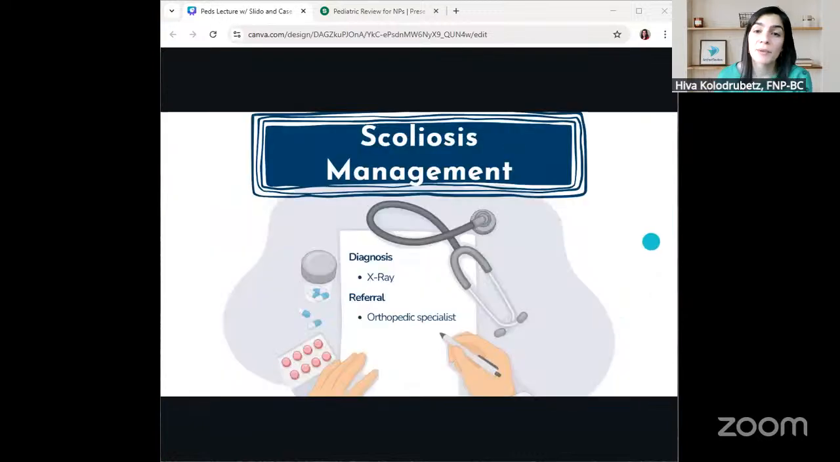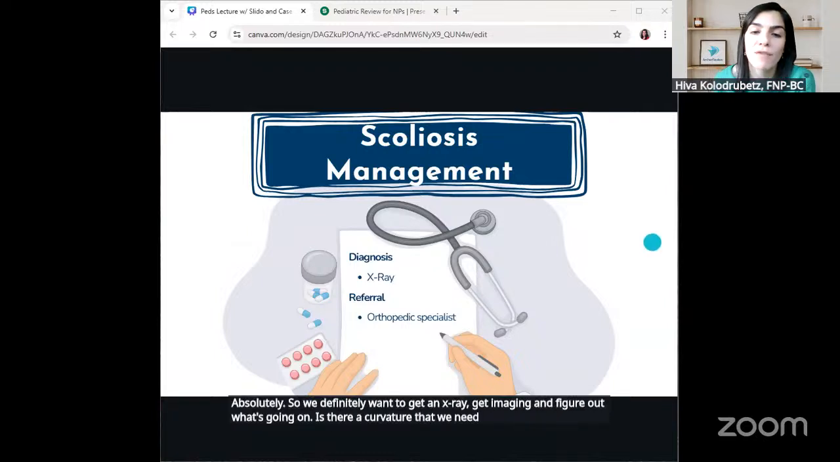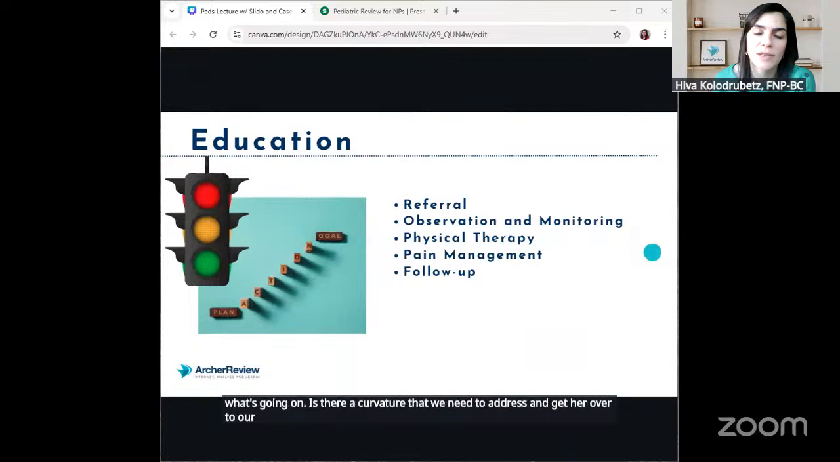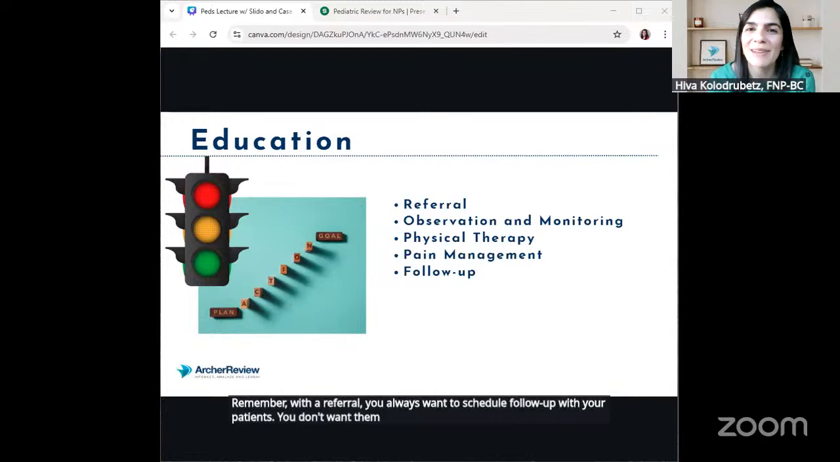Absolutely. So we definitely want to get an x-ray, get imaging, and figure out what's going on. Is there a curvature that we need to address and get her over to our orthopedic specialist? Remember, with the referral, you always want to schedule follow-up with your patients. You don't want them to go into that referral bank and then get lost. You want to make sure that you're giving them some anticipatory guidance of what that's going to look like.